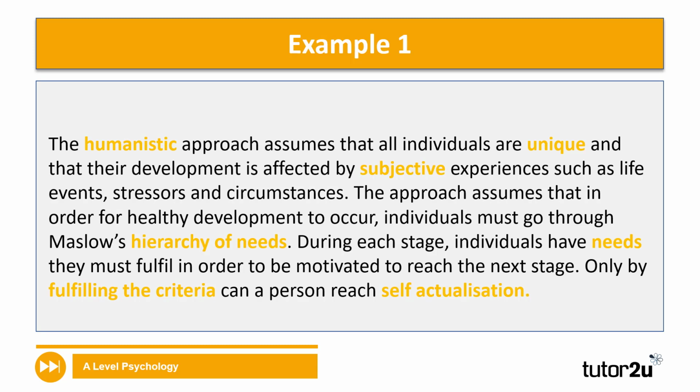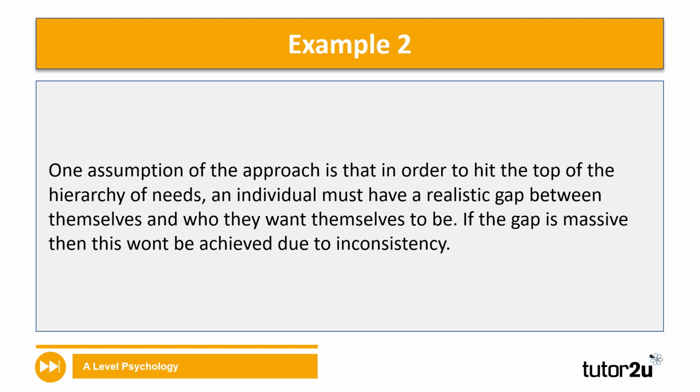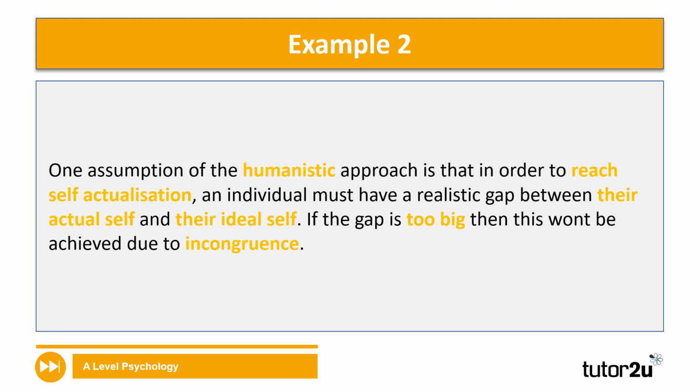So let's try that again. Read example number 2. Pause the video again while you rewrite the example on your worksheet, but adding in those specialist terms. And here's some suggestions. So we're going to swap approach for humanistic approach. Hit the top has been swapped for reach self-actualization. Themselves has been swapped for the actual self, just using humanistic terms. Who they want to be has been swapped for their ideal self. Massive becomes too big, and inconsistency becomes incongruent. And again, the specialist terms have really helped to improve the quality of the example.